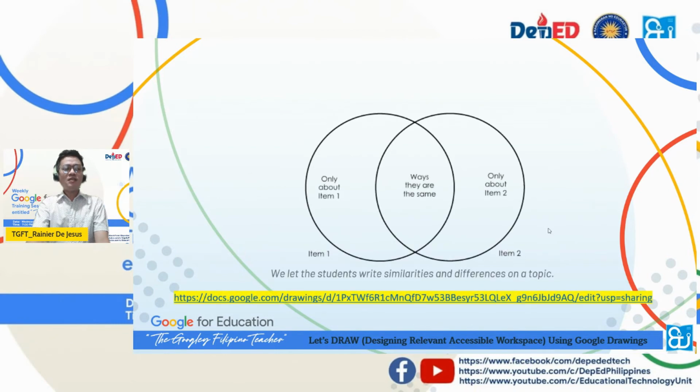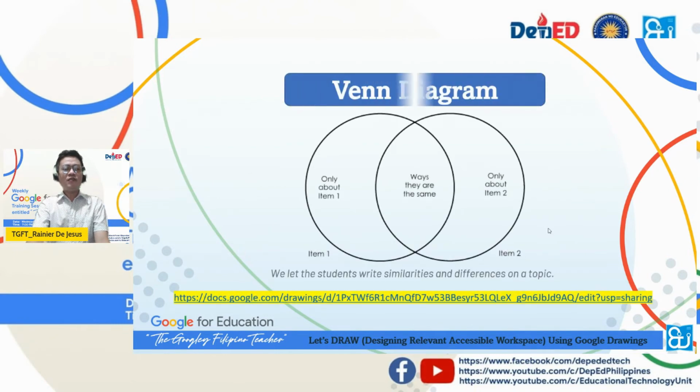Now, let's discuss some engaging activities using this one, the Venn diagram. We let the students write similarities and differences on a topic.